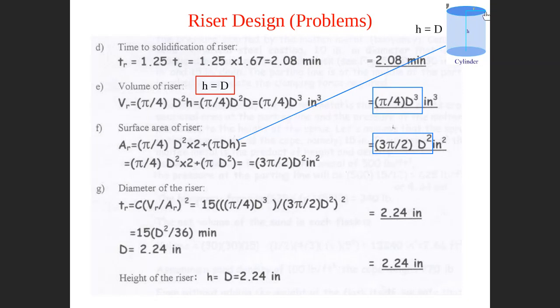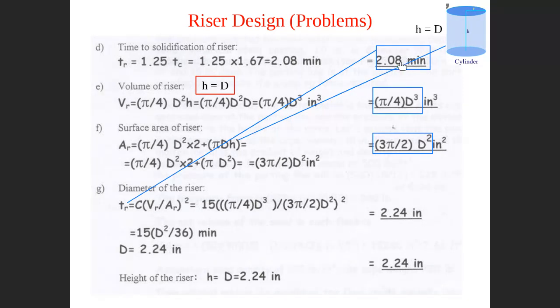Next is the diameter. We need to know what is the diameter of the riser and what is the height of the riser. The diameter, you apply Chvorinov's rule. This is the TR. TR here, we said that TR is obtained already, 2.8 minutes. Then you can apply here. You bring TR here. This is the solidification time of the riser.